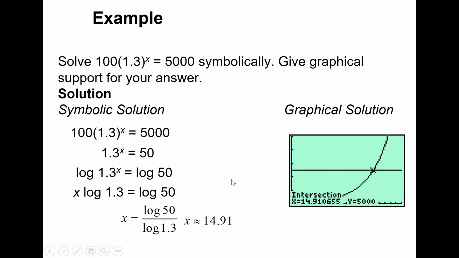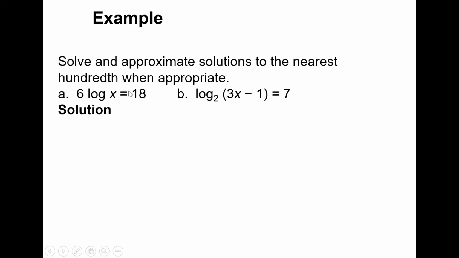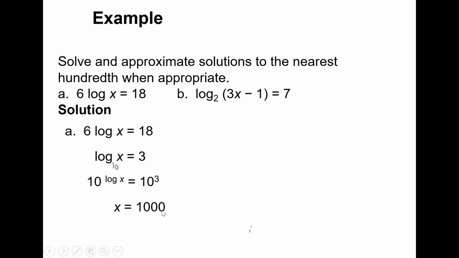Okay. Here we're going to solve and approximate solutions to the nearest hundredth when appropriate. All right, so what are we going to do here? Well, let's divide by 6. That's going to be the easiest thing. Now, if we have this as log base 10, we can take 10 to the third equals x. Well, what is 10 to the third? That's equal to 1,000.